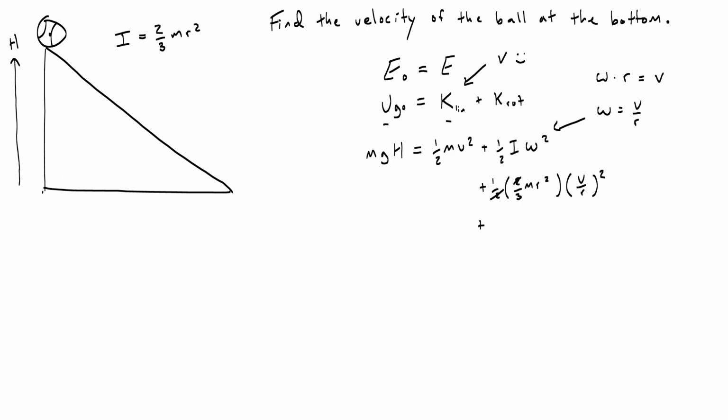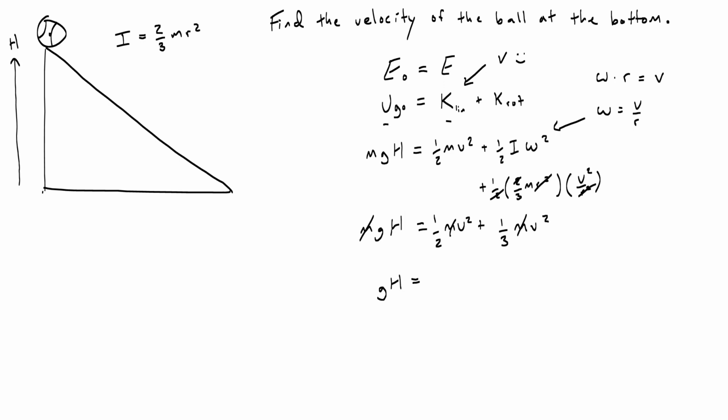The 2's cancel out. This is going to become v squared over r squared, which means the r squareds cancel out. And what I'm going to get is 1/3 mv squared. And that's really nice because I can combine that with 1/2 mv squared. Oh, and are you really smart? Do you see it? The m's go away as well.